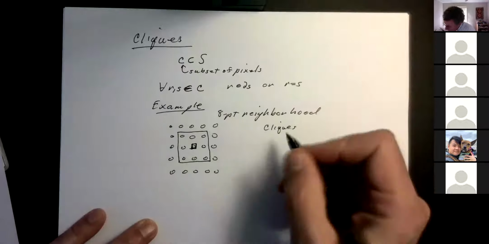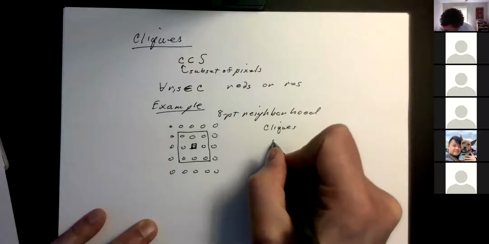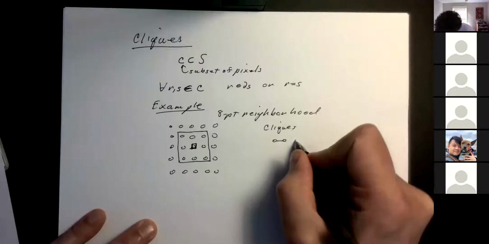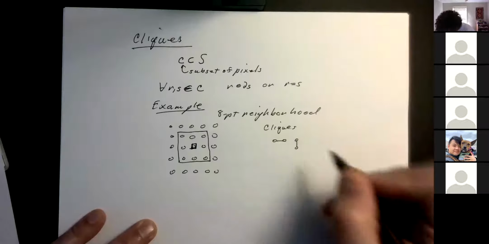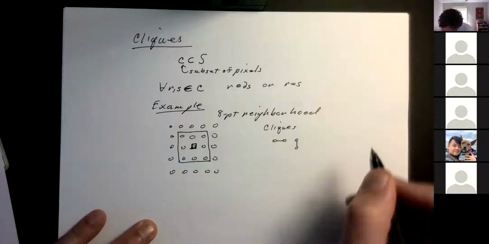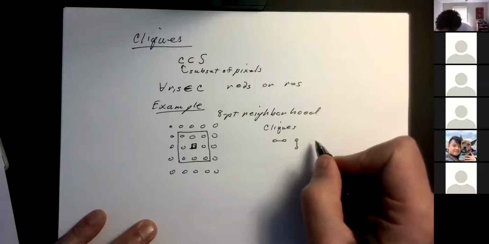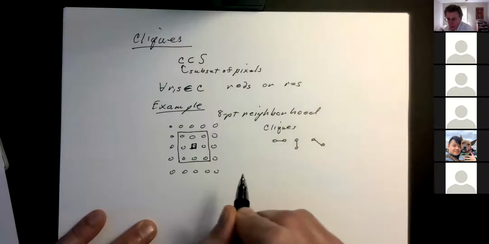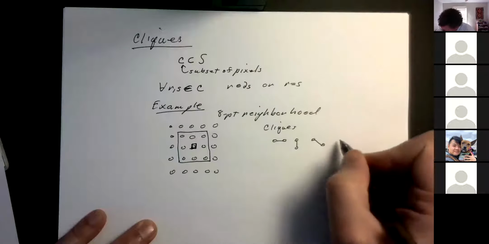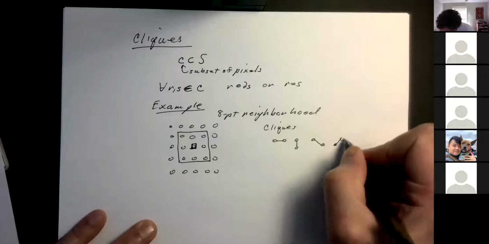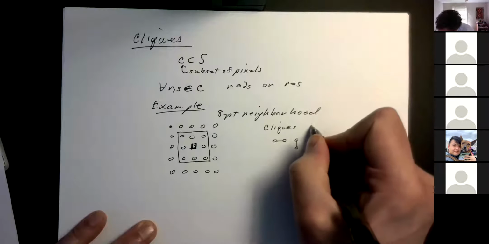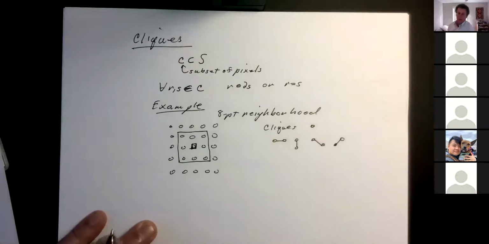It's every pair that, if you have a pair of pixels like this, that's a clique because they're neighbors of each other, right? If you have a pair like that, it's a clique, right? If you have a pair like this, it's a clique, okay? If you have a pair like this, it's a clique because they're neighbors of each other, okay? Now, also, just a single point by itself is a clique, okay?